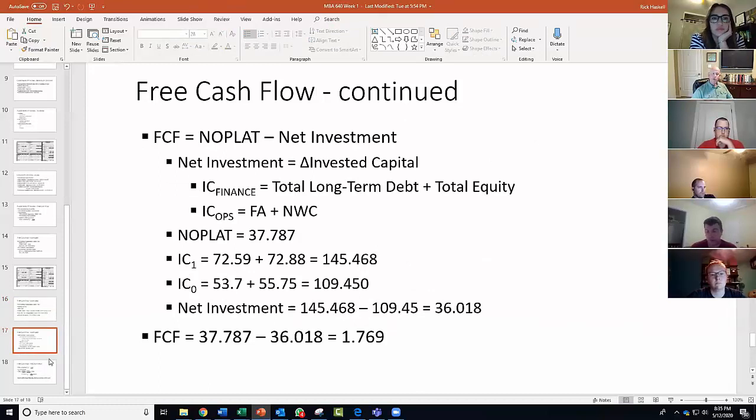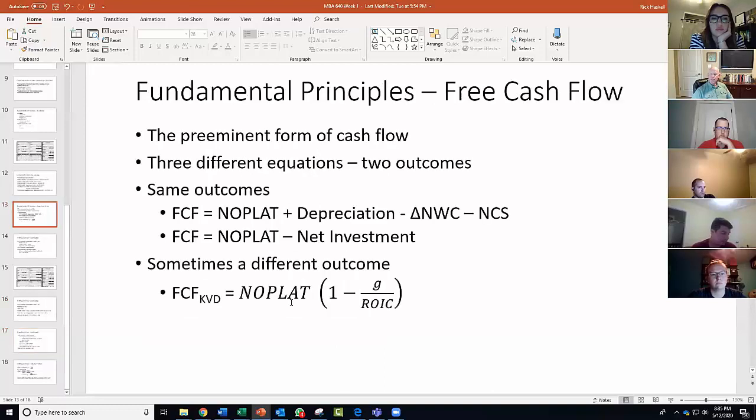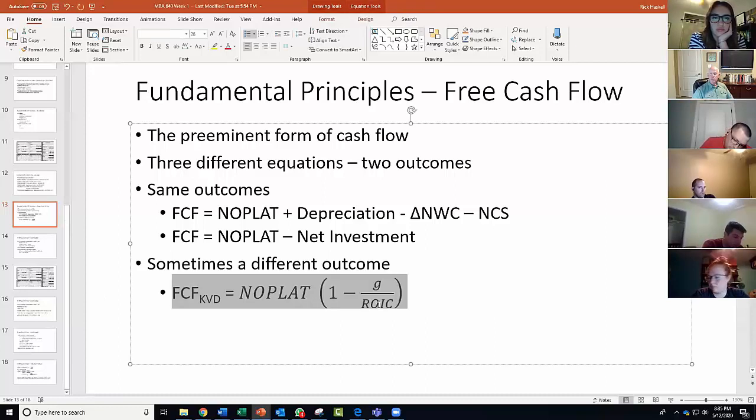But now there was that third equation. And that third equation looked like NOPLAT times 1 minus growth divided by ROIC. When do you use this equation? Lisa, do you remember when we used this particular equation, the one I called the KVD equation? David, do you remember by any chance? It's okay, I barely remember myself.